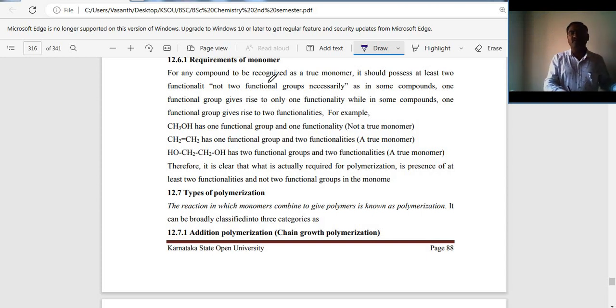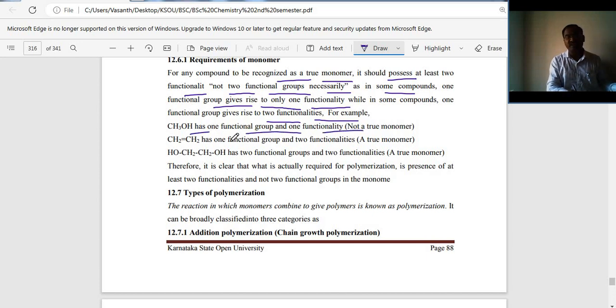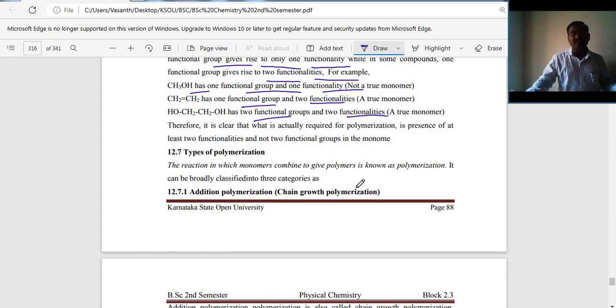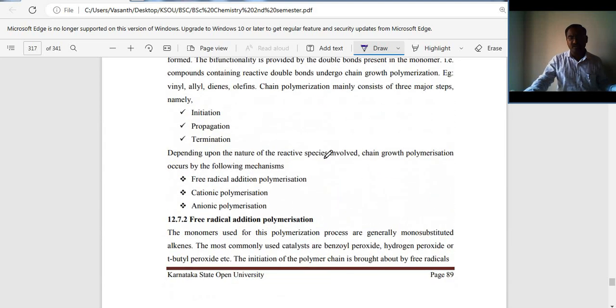For any compound to be recognized as a true monomer, it should possess at least two functionalities, not necessarily two functional groups. In some compounds, one functional group gives rise to only one functionality, while in some compounds, one functional group gives rise to two functionalities. For example, methanol has one functional group and one functionality. Here, one functional group gives two functionalities. Here, there are two functional groups and two functionalities. That type of polymerization, here addition polymerization, is called chain growth polymerization.